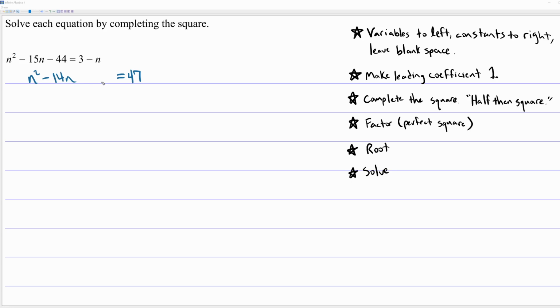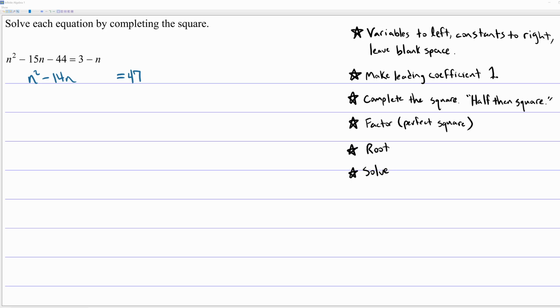Now, you'll notice I left a blank space here. You'll see what that's used for in just a moment. Step 2, make the leading coefficient 1. The coefficient in front of the square term needs to be 1. It has to be 1. So if there was a number here, I would have to divide by that number, even if that involves introducing fractions into the other terms.